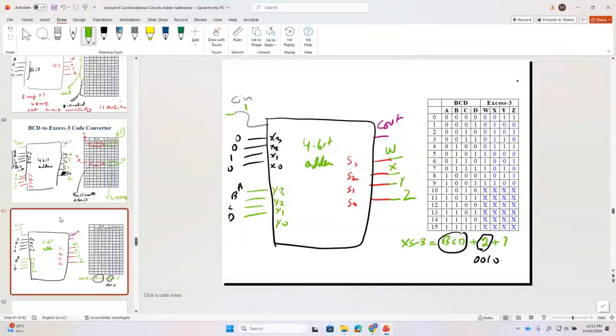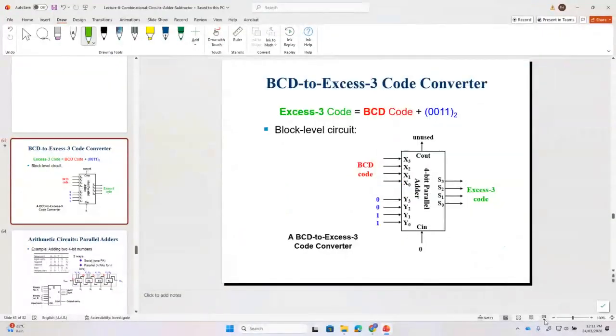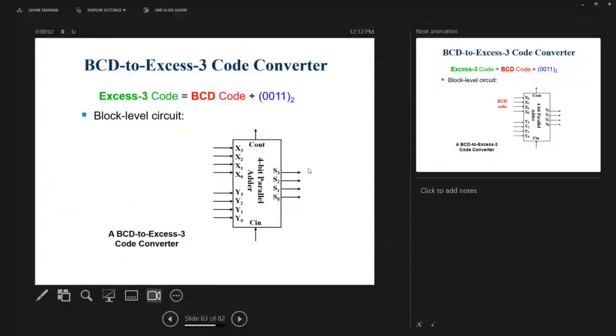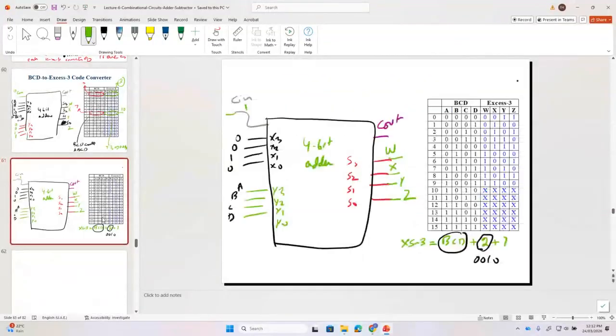Any question? Can you go back to the previous slide, Professor? Okay, never mind, this is also fine. The one before this.